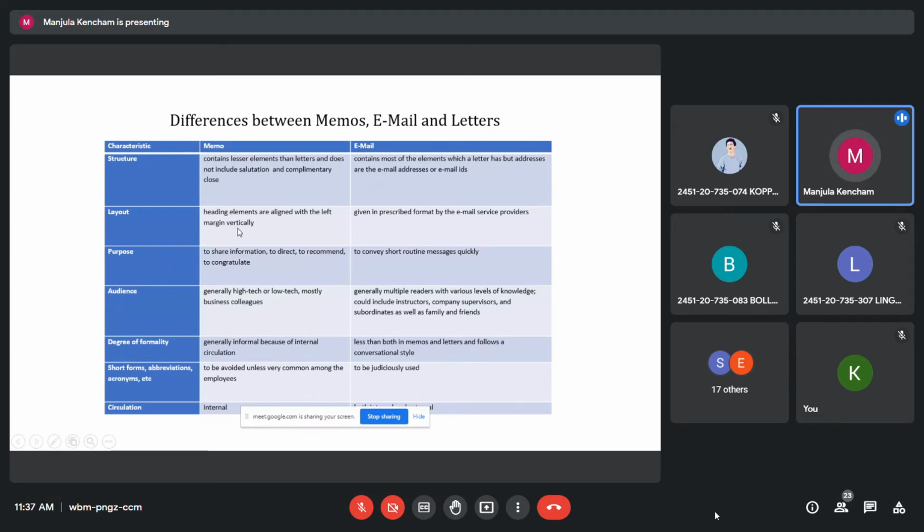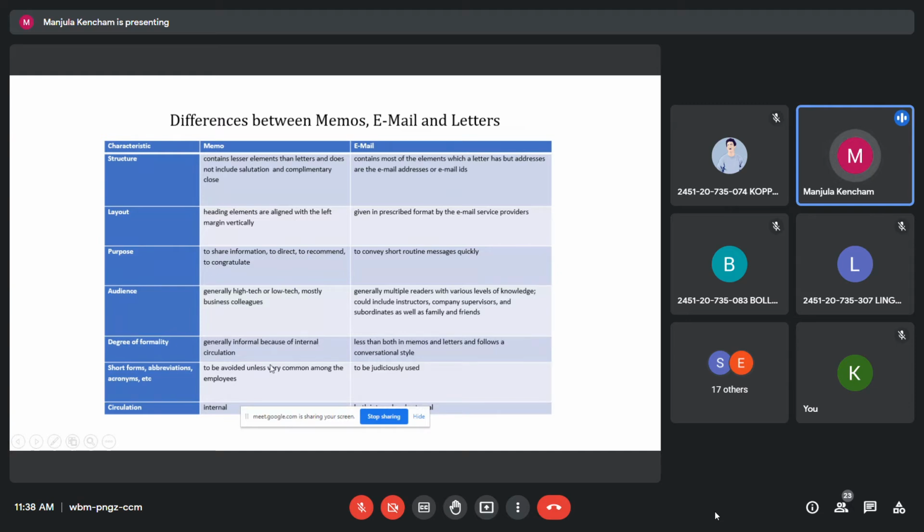Heading is aligned with the left margin vertically in a memo. In an email, it could be anything as your service provider offers you the email. You don't have a choice. It goes by the service provider. Purpose is to share information, to direct, to recommend, to congratulate, to convey short routine messages very, very quickly. Audience, generally high tech or low tech, mostly business colleagues, generally multiple readers with various levels of knowledge, could include instructors, company supervisors, and subordinates, as well as family and friends.